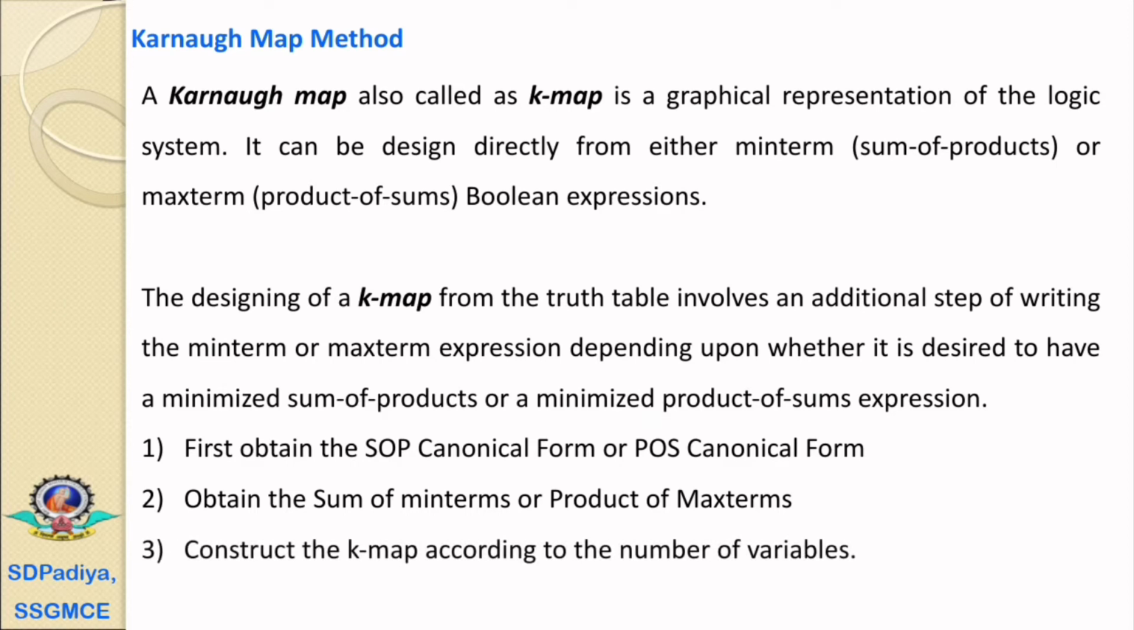The third is to construct the K-map according to the number of variables. If we have 2 variables in a given expression, then we have to design a K-map with 4 cells. For 3, 4, or 5 variables, we have to design a different K-map. Therefore, the construction of the K-map depends on the number of variables in the given expression.